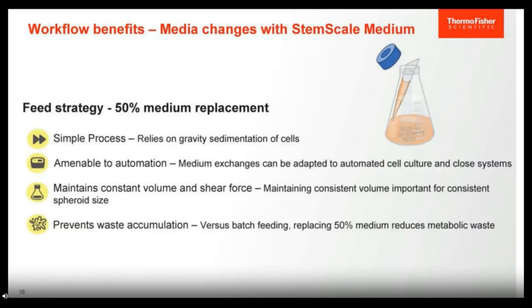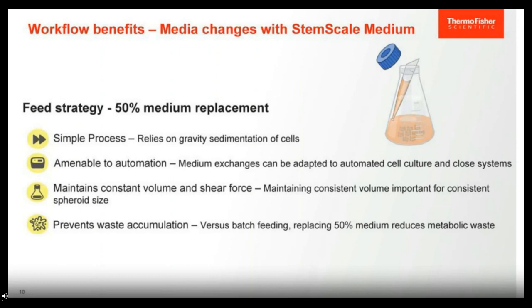So overall, the 50% medium strategy is very beneficial for suspension cultures because it's very simple to perform, only relying on the gravity sedimentation of the 3D spheroids. Additionally, because the 50% medium replacement strategy has an equal volume of fresh medium every time you're removing the spent medium, this ensures the culture volume remains constant for the duration of the suspension culture. And because spheroid size is affected by the shear force applied to the system, by maintaining a constant volume, you're ensuring that the spheroids are always being suspended and exposed to the same shear, thereby ensuring that their size remains consistent over the duration of the culture.